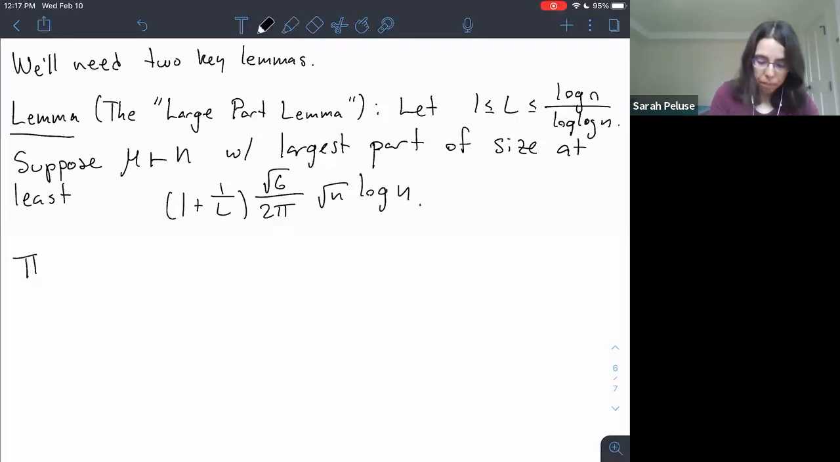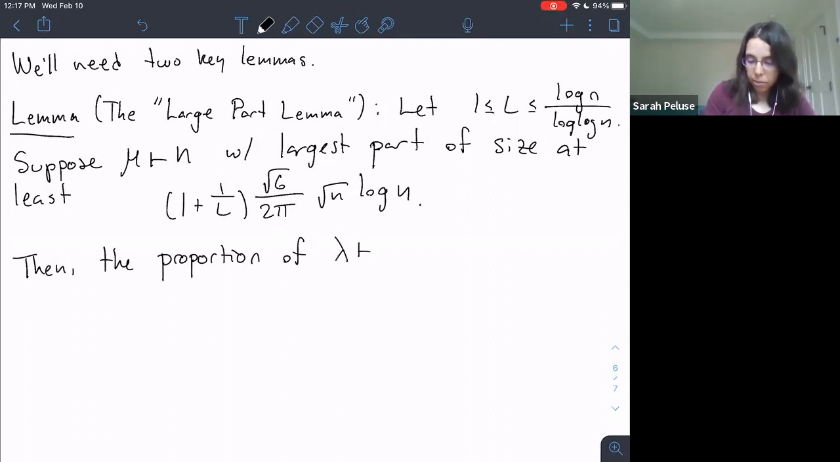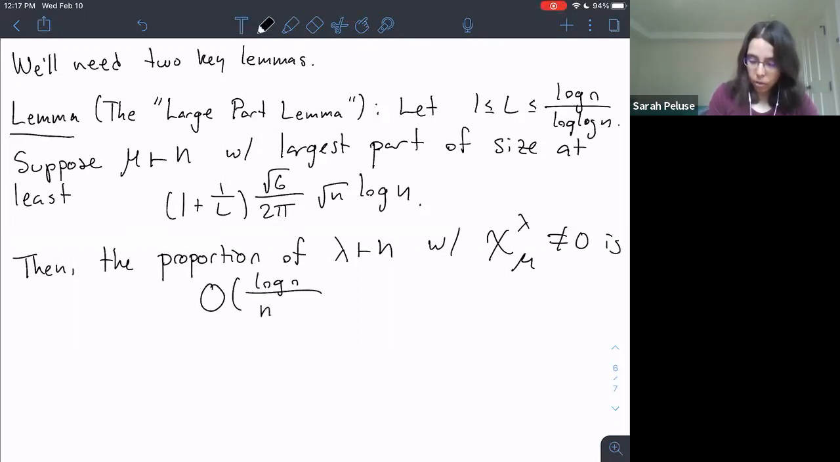Then the proportion of partitions lambda of n for which the character value chi lambda mu is not 0 is at most big O of log n over n to the 1 over 2L.